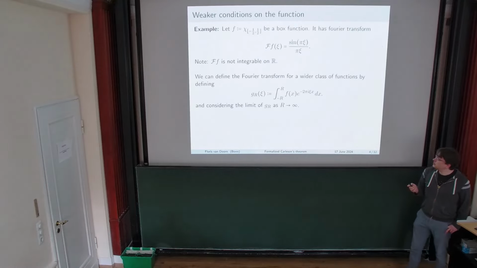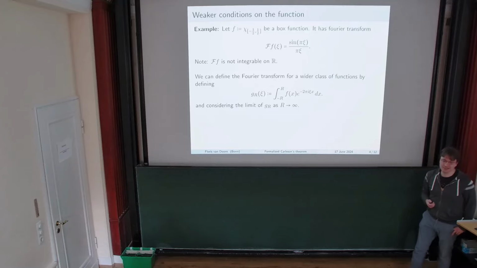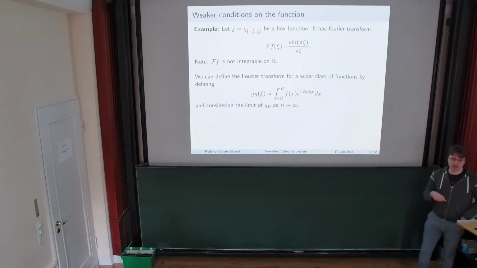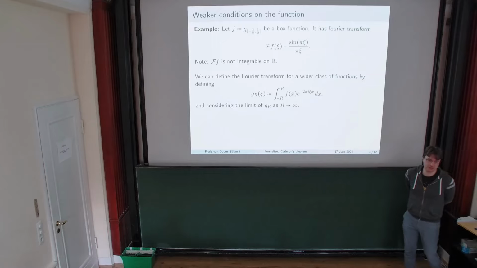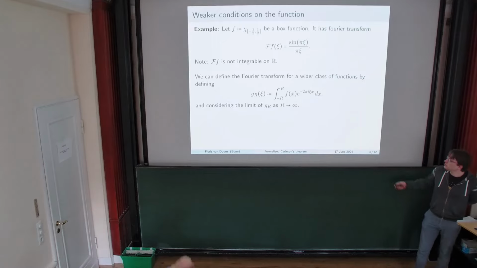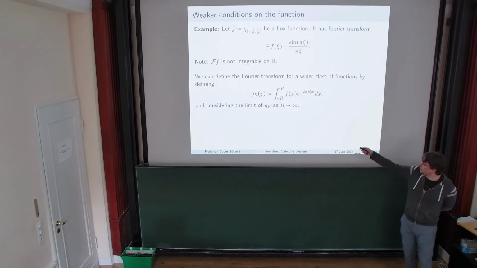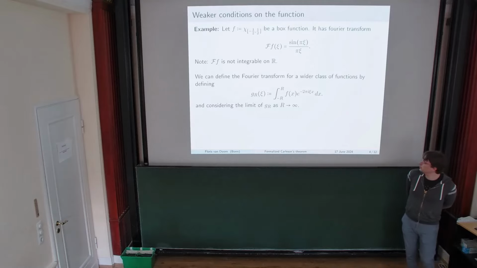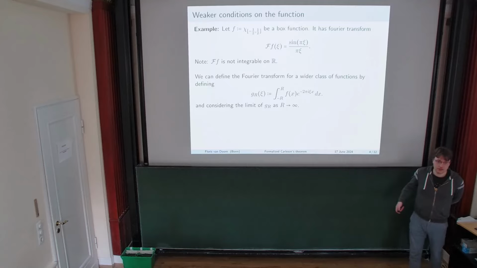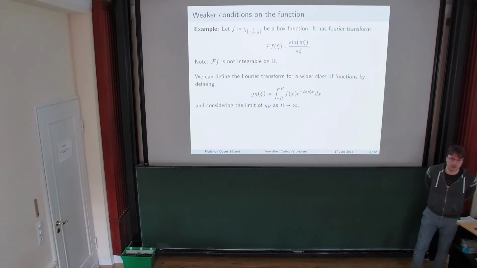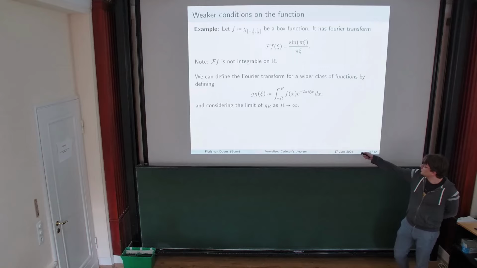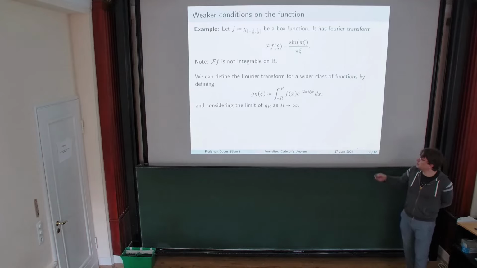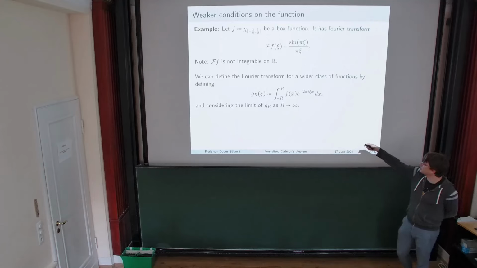You can define the Fourier transform for a wider class of functions by not taking the integral over the whole real line, but just taking the integral from -r to r. If the integral exists, then it will be that limit, but the integral might not exist, and the limit might still exist anyway. Exactly. So you can define the Fourier transform only on the bounded interval for a wider class of functions.